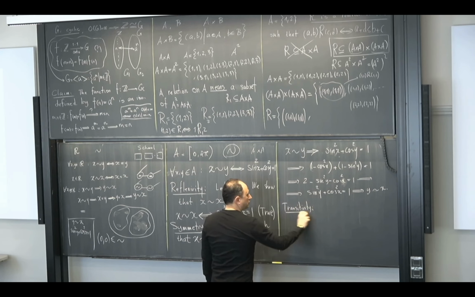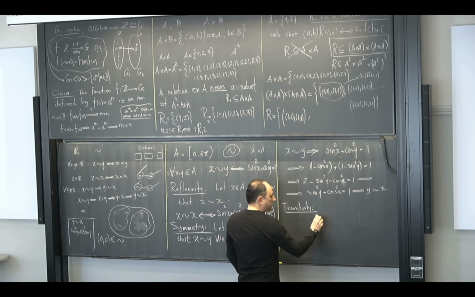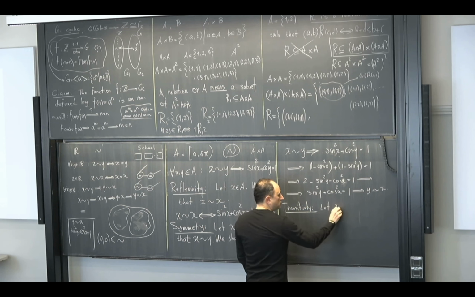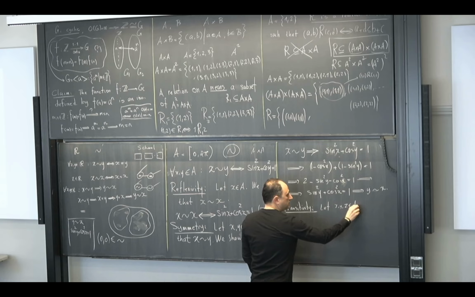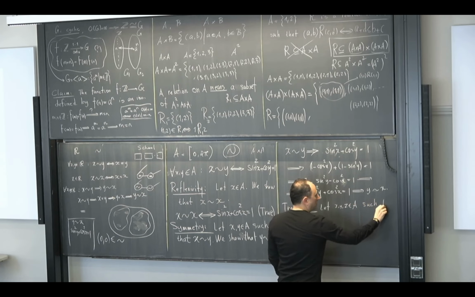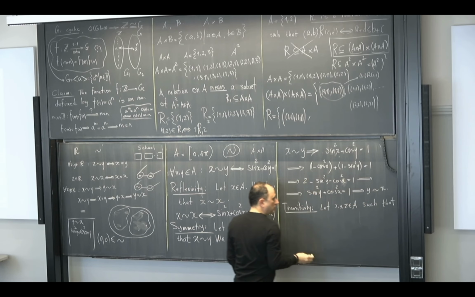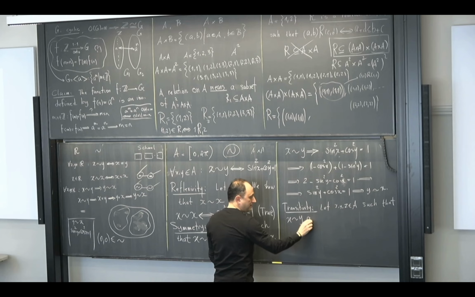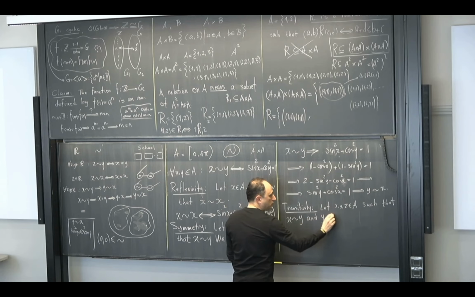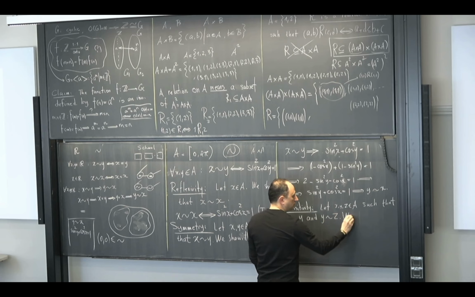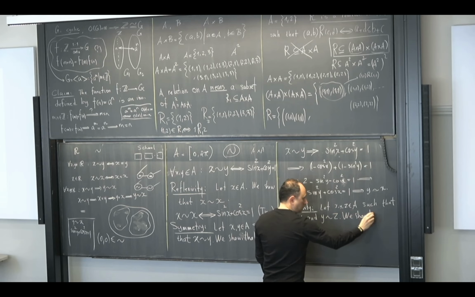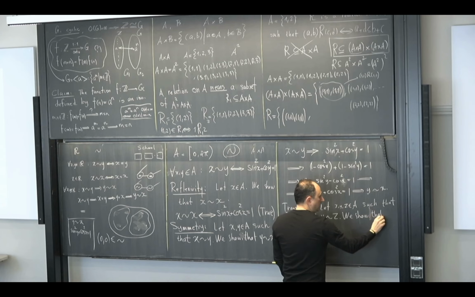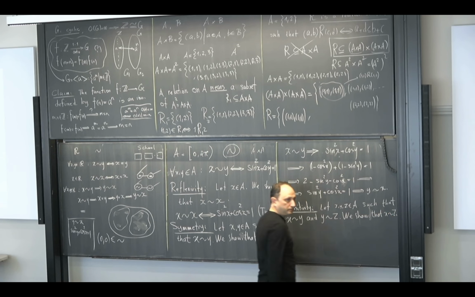Okay, and then finally transitivity. So what should I write for transitivity? I would write let x, y, and z be in A such that, help me, what should I write? Such that x relates to y, and, very good, y relates to z. We show that, that's good. We show that, thank you, x relates to z. Okay?